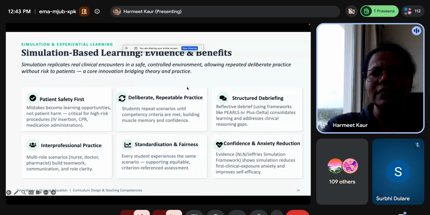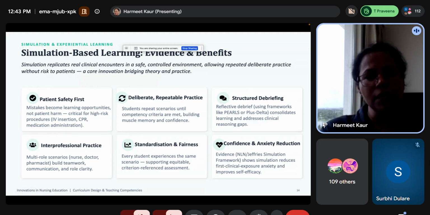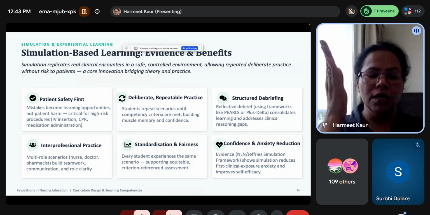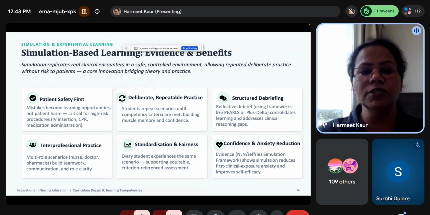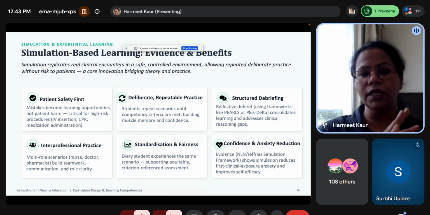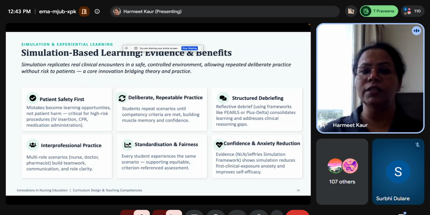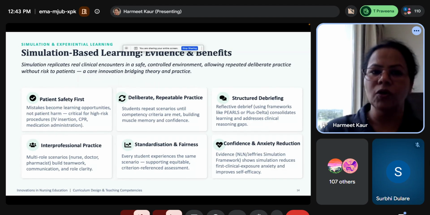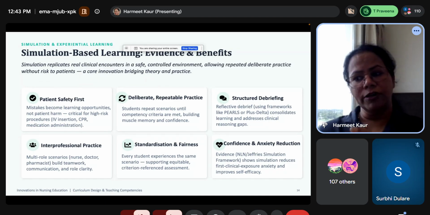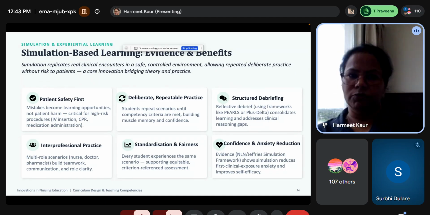Now, simulation based learning is very, very important, and Indian Nursing Council has now made the simulation hours mandatory. You might have seen the hours breakdown in our BSc curriculum, where they have clearly written how many hours in simulation have to be added. And also in the end, they have written that 30% of the clinical hours can be completed in simulation, because we need to prepare the students for the safer real life encounter.